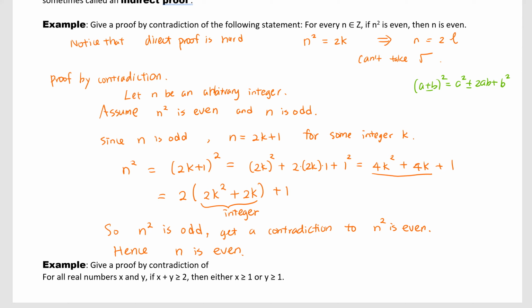And then we realize, oh, the format is really like an odd integer, right? So that's why we express it as 2 times something plus 1, and this is odd. So then we get a contradiction, which means n is not odd, so n is even. That finished the proof. So far, so good, everybody.